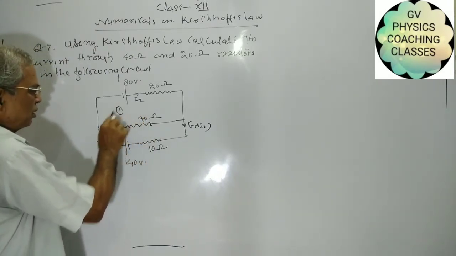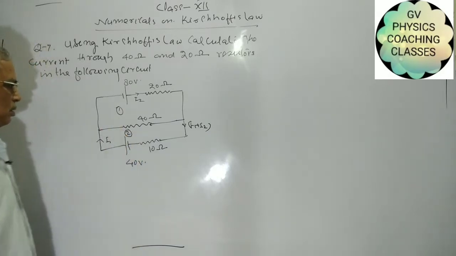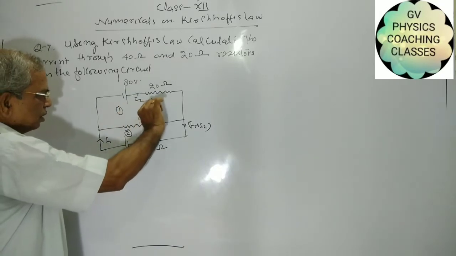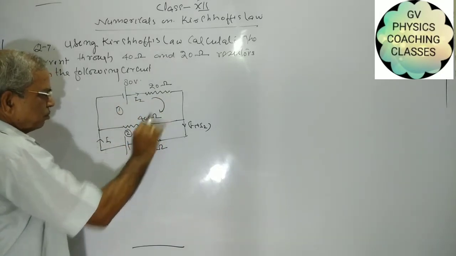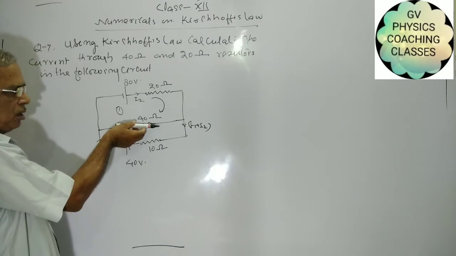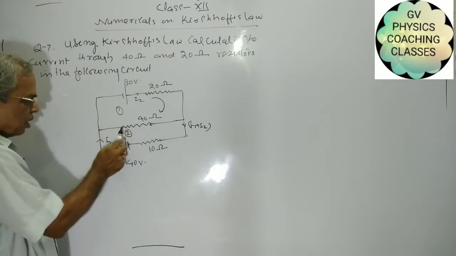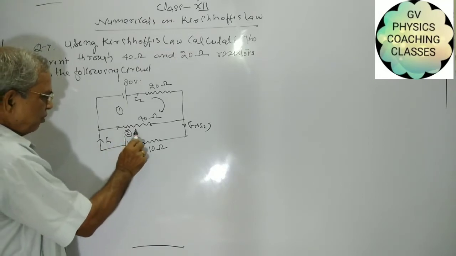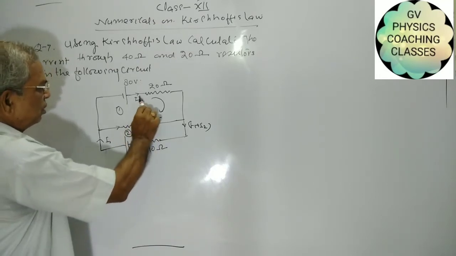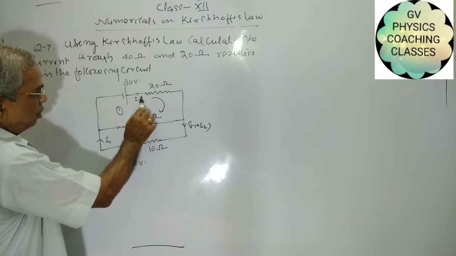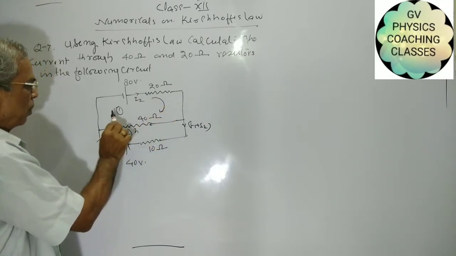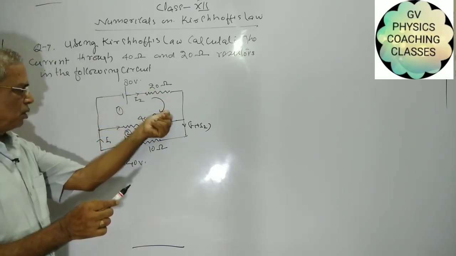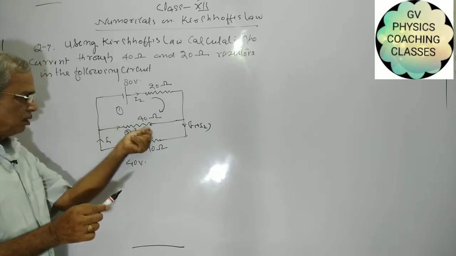Consider this loop first and this loop second. We take the arrow side as positive and against arrow as negative. This is I1, against the arrow. This I2 is in the direction of the arrow. Arrow side is taken positive. This is positive and this current is negative.